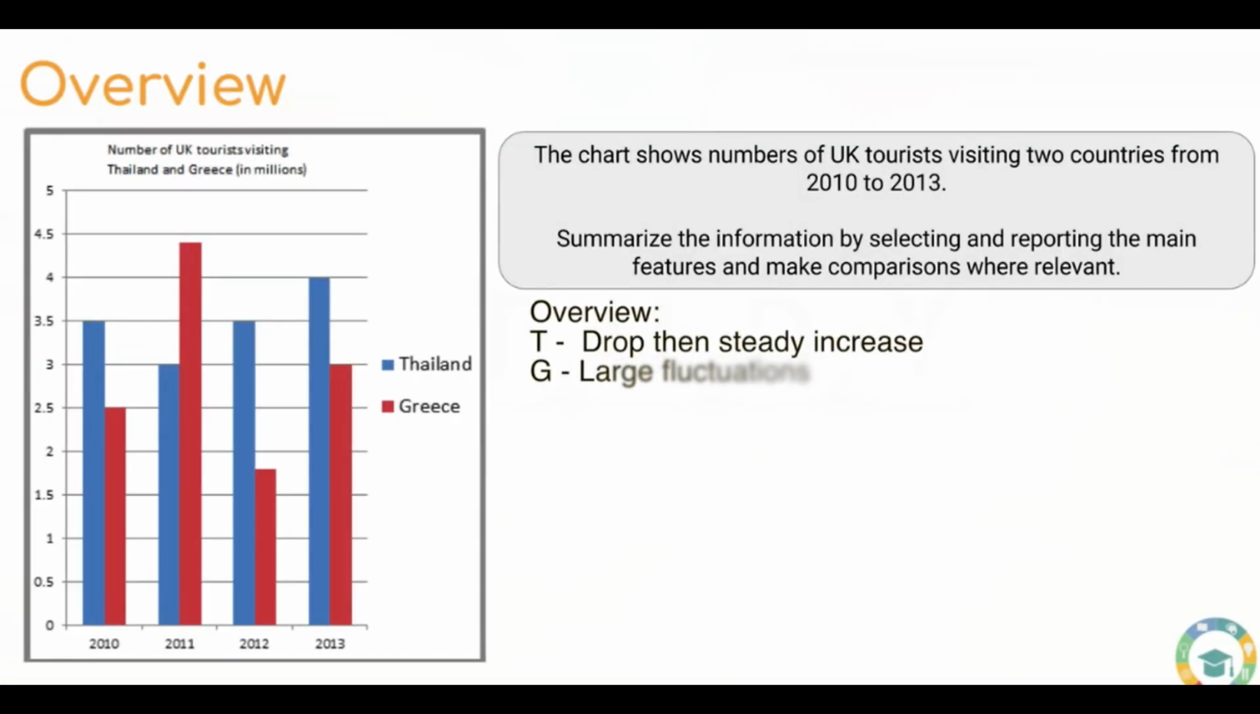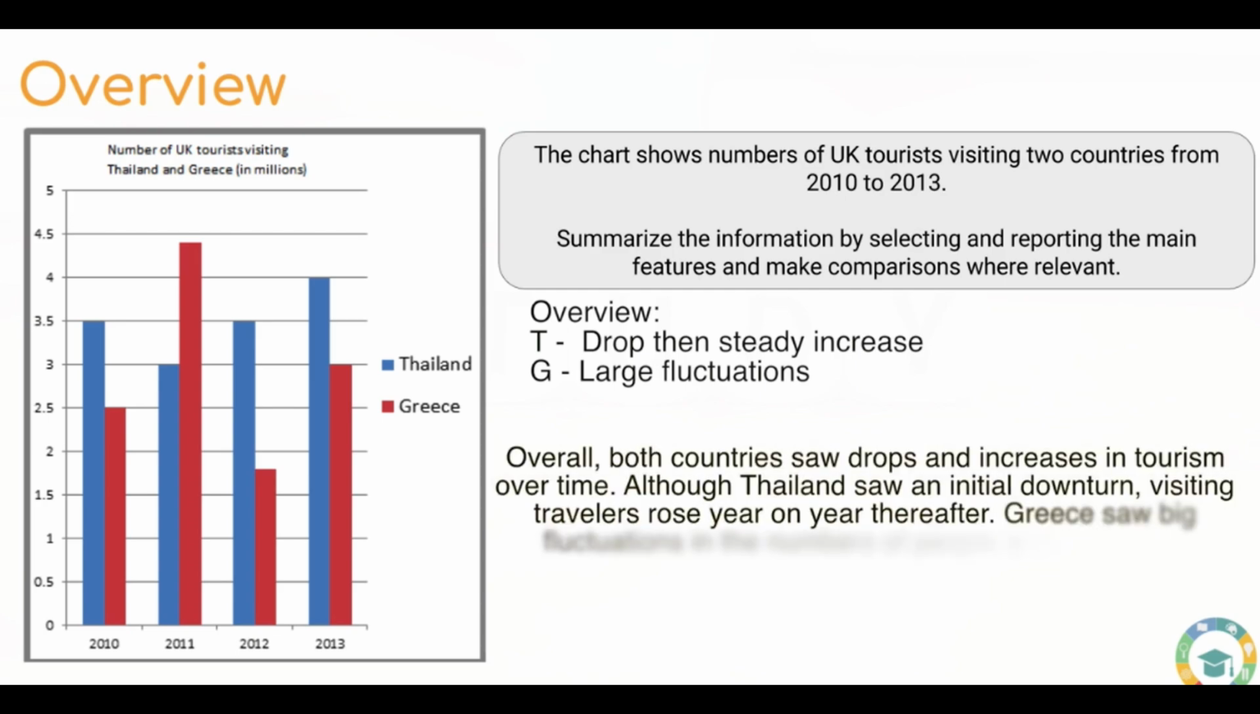It's important to remember that the overview paragraph should not contain any percentages, numbers, or figures. Here we will only quickly report the main trends that we can see in the visual information. Generally speaking, your overview doesn't need to be any longer than between 2 to 4 sentences. Let's take a look at what I wrote for my overview.